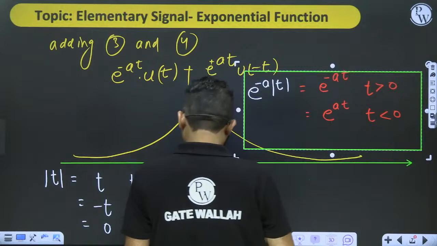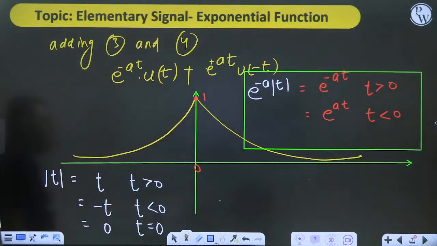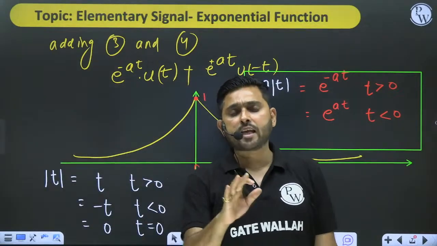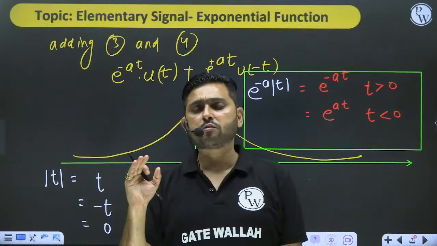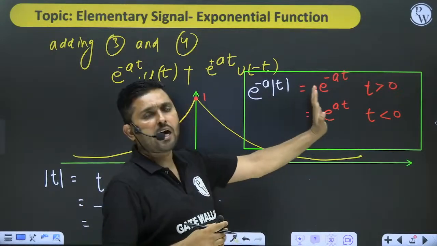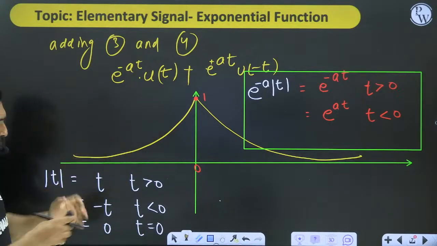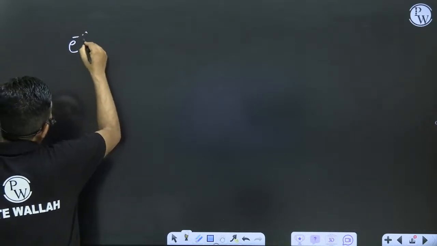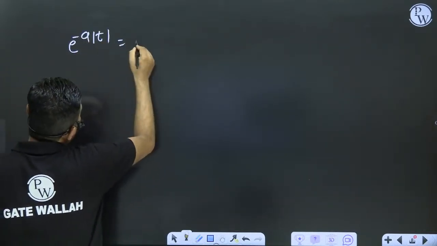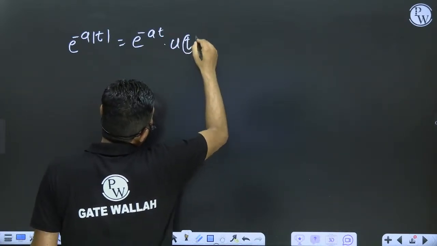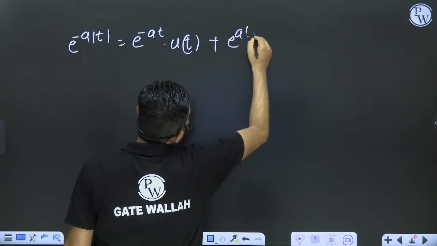So this is nothing but e to the power minus a mod t. It is a very important umbrella function. Most of the time, while taking the Fourier transform and also the Laplace transform, we will take an umbrella function. So e to the power minus a mod t is basically e to the power minus at u(t) plus e to the power at u(minus t).